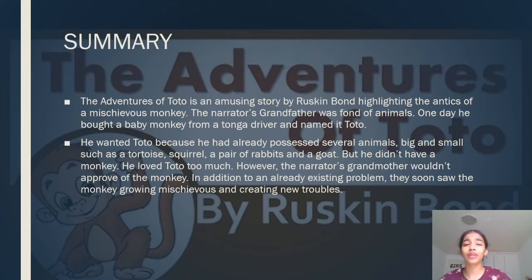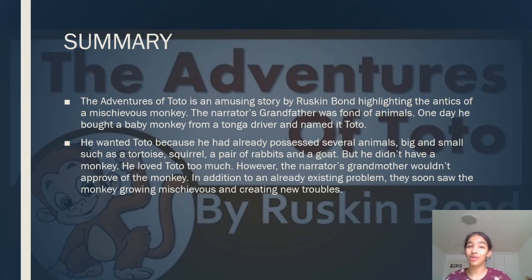So he wanted Toto because, as I said earlier, he'd already possessed several animals, big and small, such as a squirrel, a pair of rabbits, a goat, and a tortoise. But he didn't have a monkey, and he really liked Toto a lot. However, the narrator's grandmother wouldn't approve of the monkey because she wasn't a very big fan of animals like how her husband was. And in addition to this problem was also the fact that as Toto grew, he started to become very mischievous, and a lot of his antics weren't not noticeable.